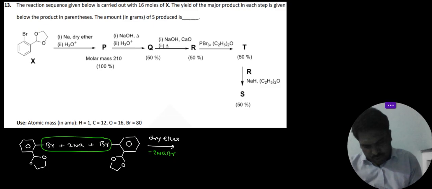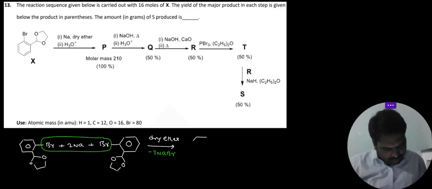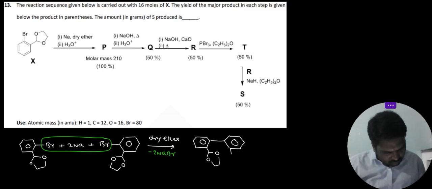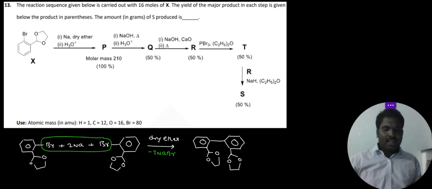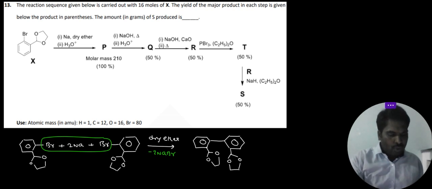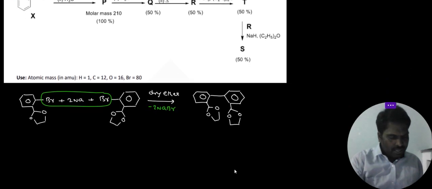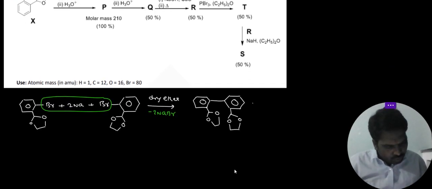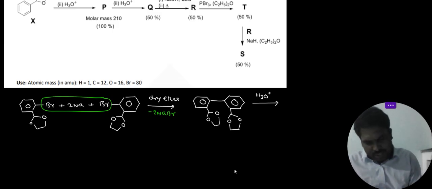2 NaBr is eliminated. So this is the biphenyl derivative. Now, followed by hydrolysis, H3O plus.